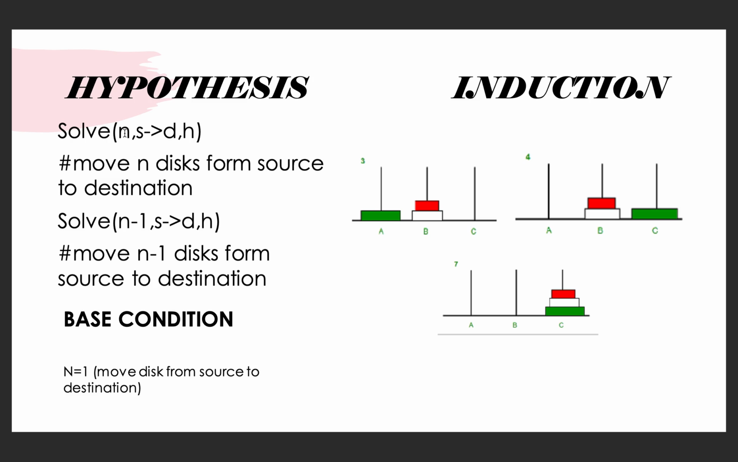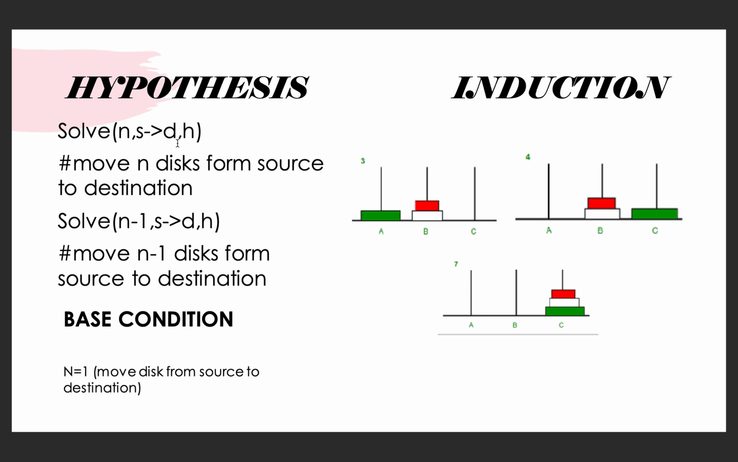N here is the number of disks, S is the source tower, D is the destination tower, and H, if I may say, is the helping tower here, which you're using to move the disks. So your hypothesis is that your solve function will actually print the steps and will help you move the n number of disks from S to D.